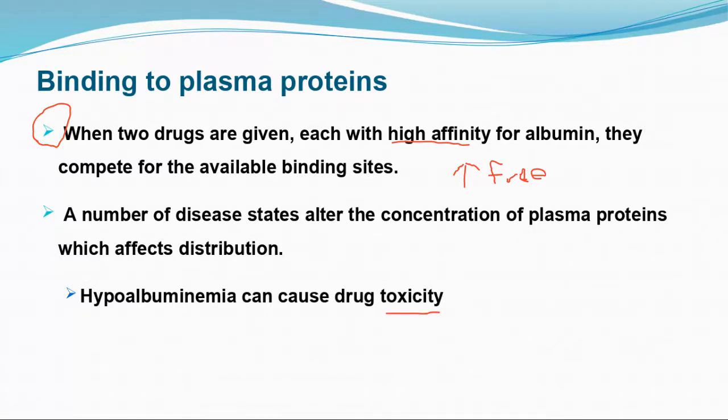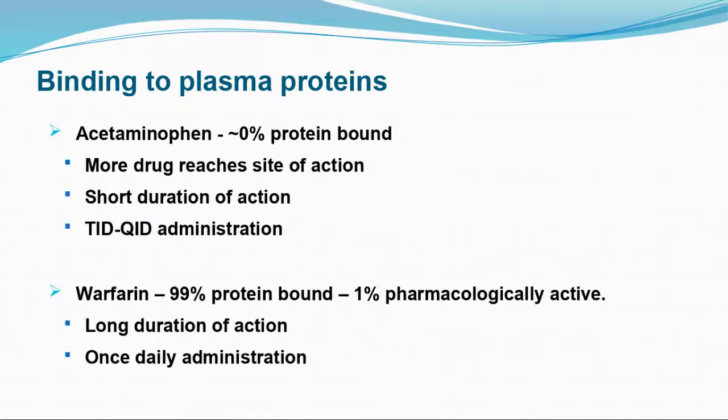ناخد كده example, two examples على binding to plasma proteins. فمثلا عندي الاسيتامينوفين. مين الاسيتامينوفين ده؟ هو الباراسيتامول. It's another name for paracetamol. تمام. الباراسيتامول is zero bound to plasma protein. تمام. وبالتالي هيديني ميزه ان هو معظم الدراج هيوصل للسايت اوف اكشن ورابيدلي، لكن هيبقى ايه؟ هيديني ان هو يبقى عنده short duration of action. تمام. بالتالي هضطر ان انا اخده بهاير فريكونسي، هاخده تي اي دي معناها 3 times a day او كيو اي دي معناها 4 times a day.